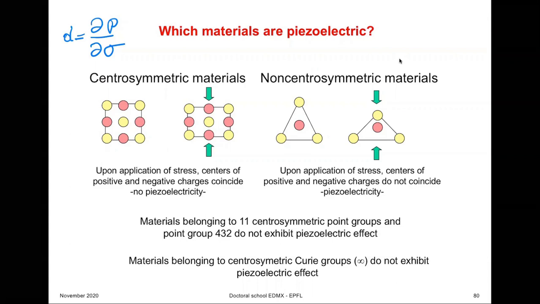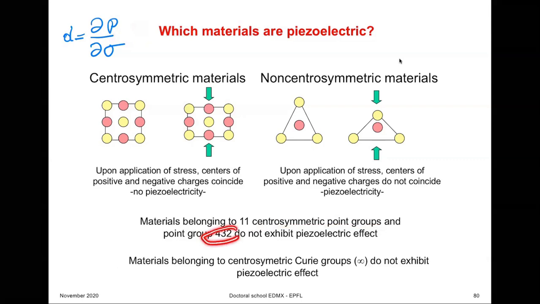Polarization is a vector. So positive and negative charges will coincide before and after application of the stress. So the piezoelectric coefficient has to be equal to 0. There are 11 centrosymmetric point groups, and those materials cannot show the piezoelectric effect.